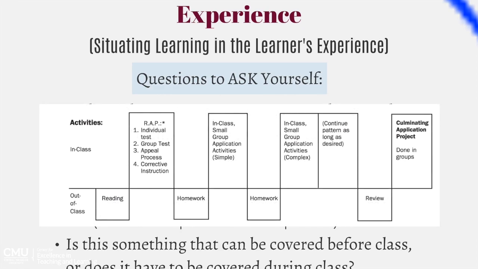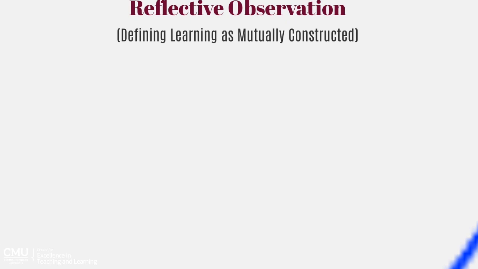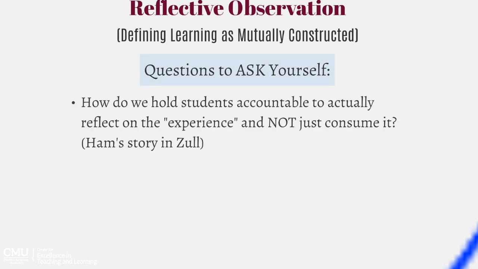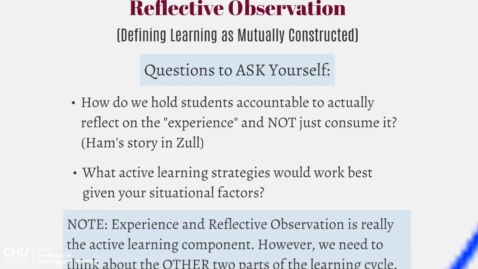But regardless, Fink's done a great job of setting up a really simple example of how we can keep the learning cycle going throughout the class semester. So it's not just these separate events, but everything links together, everything we discuss, and you keep these learning cycles going. In order to do that, there's got to be some reflective observation. We have to hold students accountable to actually reflect on the experience and not just consume it. So this is the defining learning as mutually constructed part of the learning partnerships model. Now we ask students to really engage in these ideas and reflect on them and try to make sense out of them. So the question you want to ask yourself is not only how do we hold students accountable, but what active learning strategies are going to work best for you given your situational factors.